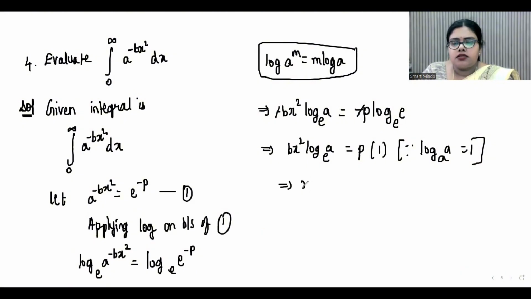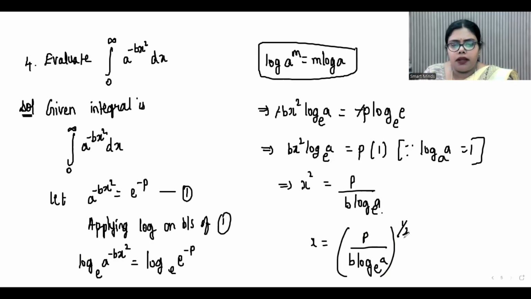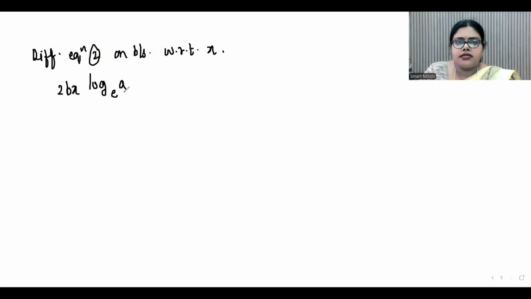So from here, if I want to find x square, that is p by b log a to the base e. So if I want to find x value, that is p by b log a to the base e whole power 1 by 2. Now differentiating equation number 2 on both sides with respect to x, you get 2bx log a to the base e dx is equal to dp.